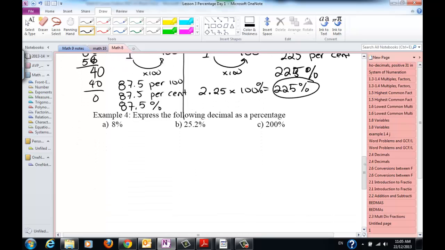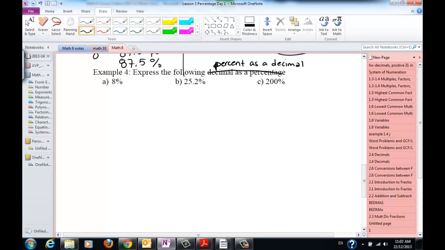Okay, well what if I want to go backwards? What if I want to express the following percent as a decimal? Alright, so we have 8%, which is just 8 percent, or 8 per 100. Now, we should know by now, we're just moving the decimal over 2 places. So this is equal to the decimal 0.08.